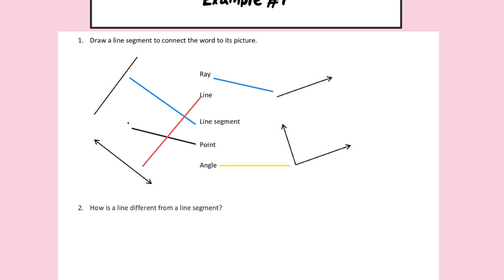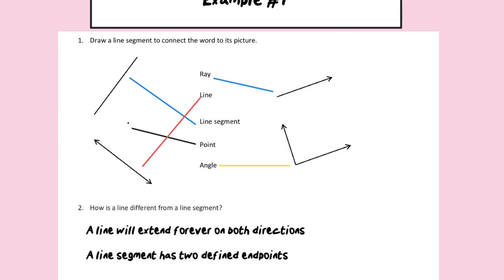Now that we have part 1 complete, we're going to look at part 2. This question asks, how is a line different from a line segment? Well, if we take a look above, we see our red line segment here, leading us to this line, shows that our line has two arrows on both ends, indicating that this will go on forever. Meanwhile, a line segment has no arrows, saying that this is just a piece of a line, and it has two certain endpoints. So for our answer, I wrote, a line will extend forever in both directions, and a line segment has two defined endpoints.